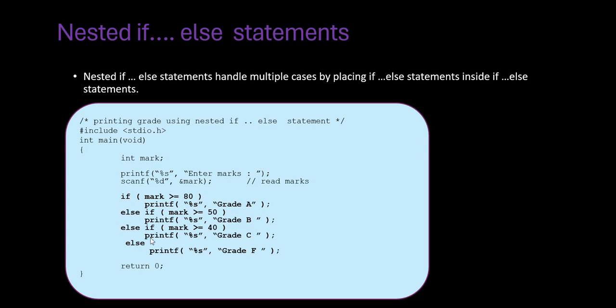Now we have if mark is greater than or equals to 80, printf grade A. Else if mark greater than or equals to 50, print grade B. Else if mark is greater than or equals to 40, we have to print grade C. Else we have to print grade F. That is how we can use else if. Here we are checking many conditions. Please try these codes on your own and see the results so you can get a better understanding about these languages.